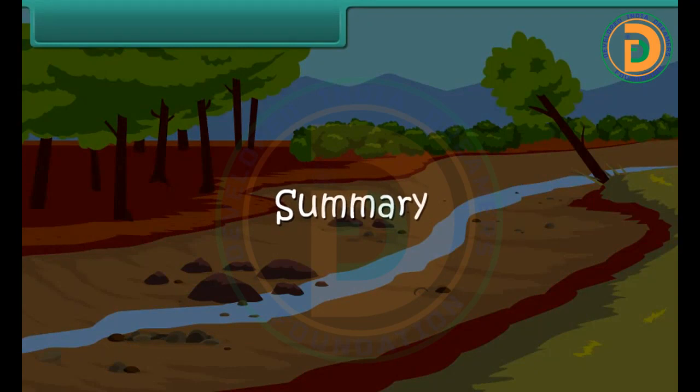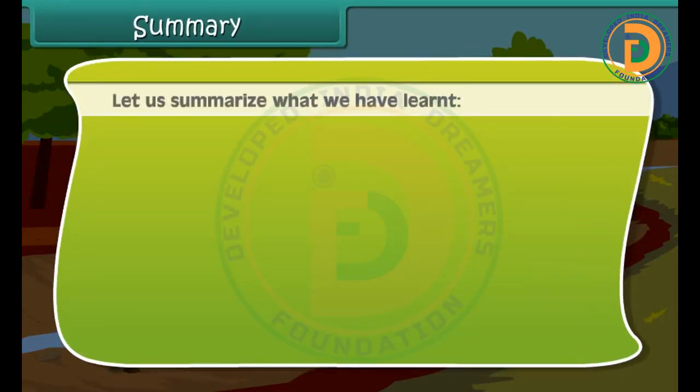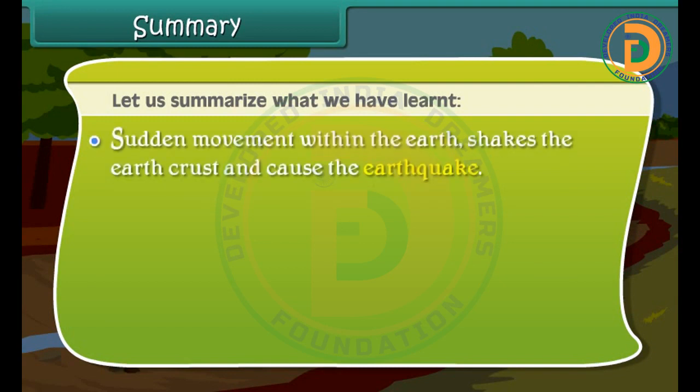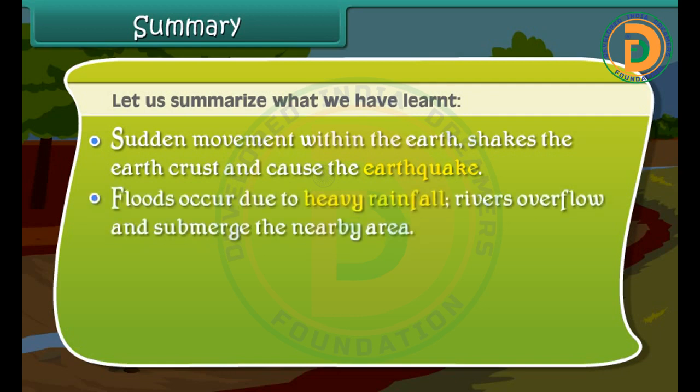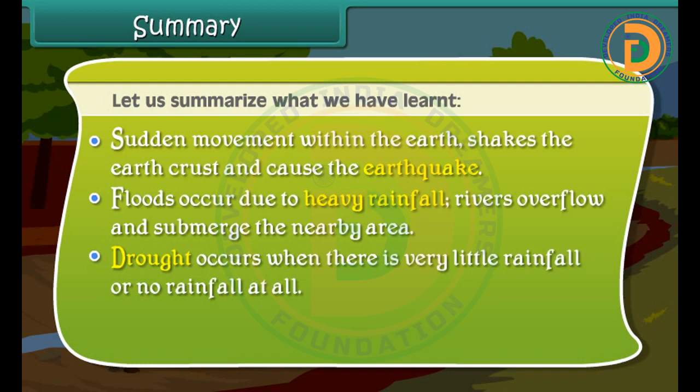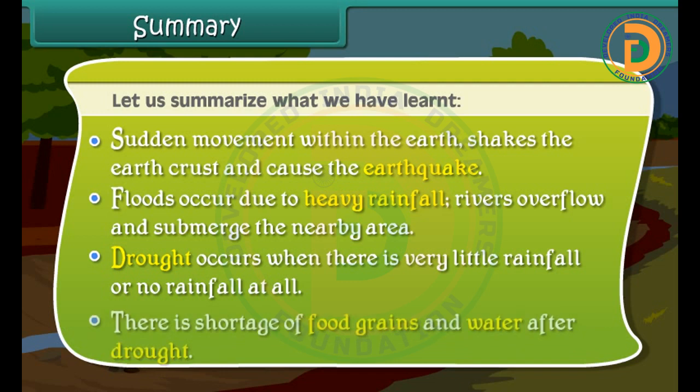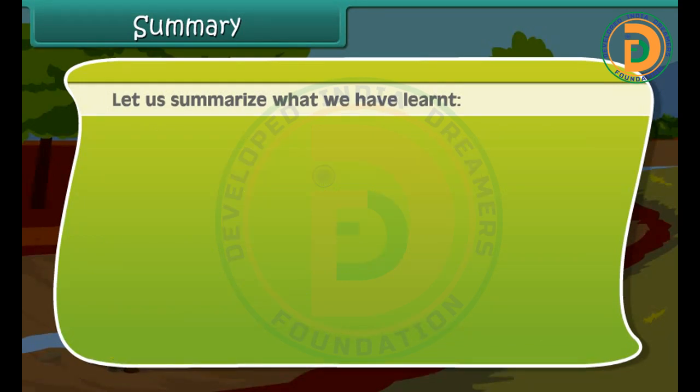Summary. Let us summarize what we have learnt. Sudden movement within the earth shakes the earth's crust and causes an earthquake. Floods occur due to heavy rainfall. Rivers overflow and submerge the nearby area. Drought occurs when there is very little rainfall or no rainfall at all. There is a shortage of food grains and water after drought.